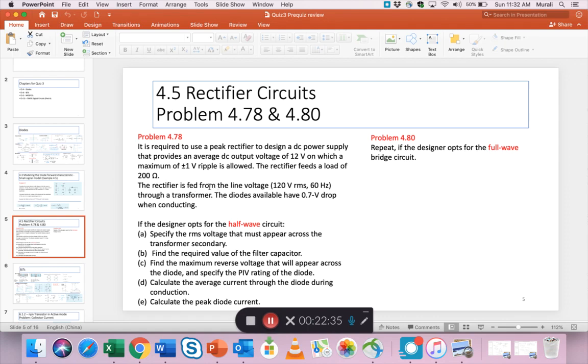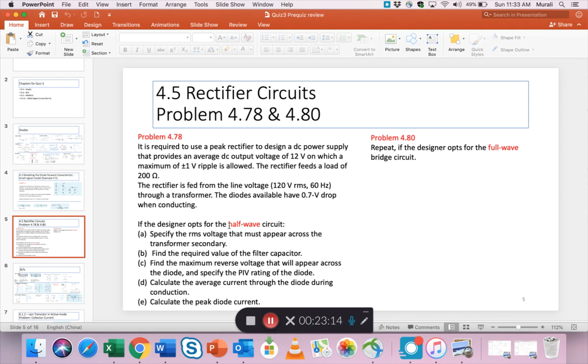Now the rectifier is connected to the AC line voltage. This is the American line voltage in the house, which is 120 volts RMS, 60 hertz, through a transformer. So there is a transformer that first steps it down from 120 to some lower AC value, and then the rectifier is connected, not a bridge, but in this case I think it's a half wave circuit. So that is connected to the secondary of the step down transformer. The diodes have 0.7 volt drop when conducting.